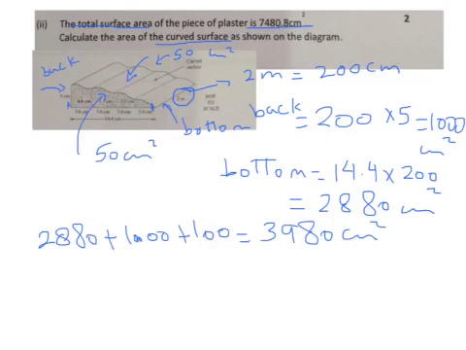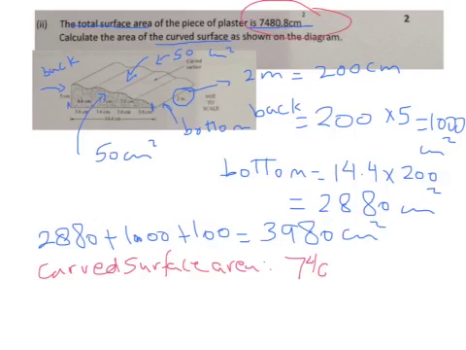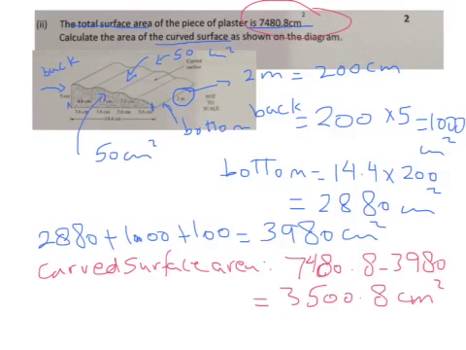Now we were given earlier in the question the total surface area of this piece is 7,480.8. So to find the curved part, which is the one that's missing, we'll just subtract. So the curved surface area would be 7,480.8 take away 3,980, and that leaves you with 3,500.8 square centimeters. So just a few little mistakes some students made cost them a couple of marks. This is how you find the curved surface area of this shape.